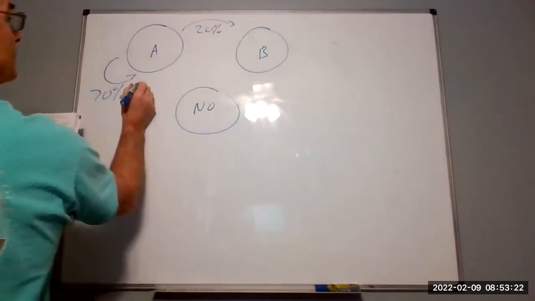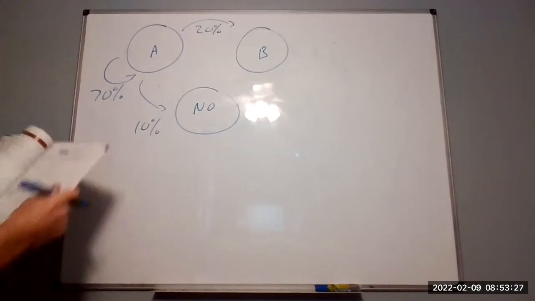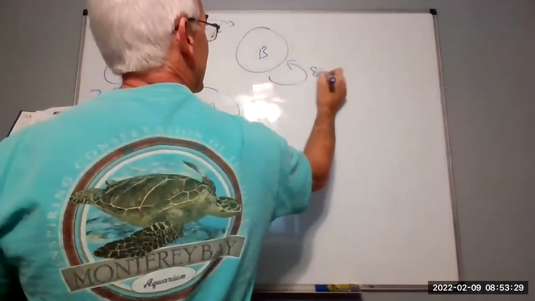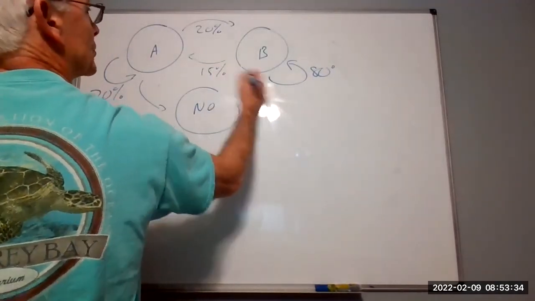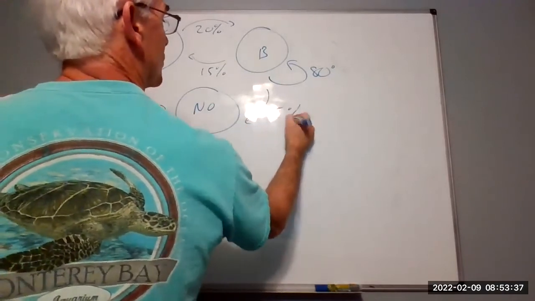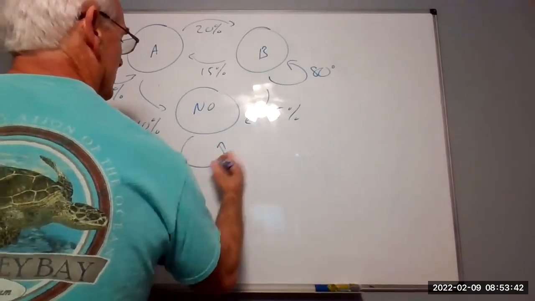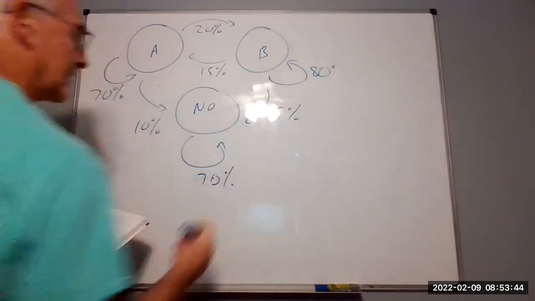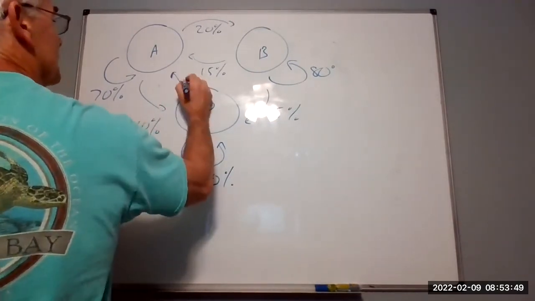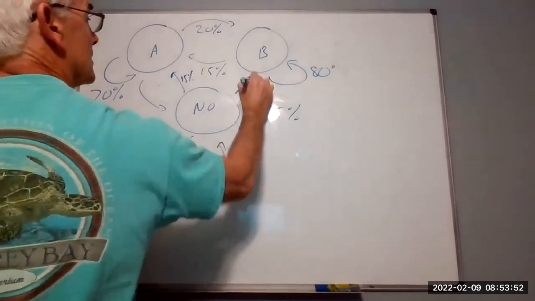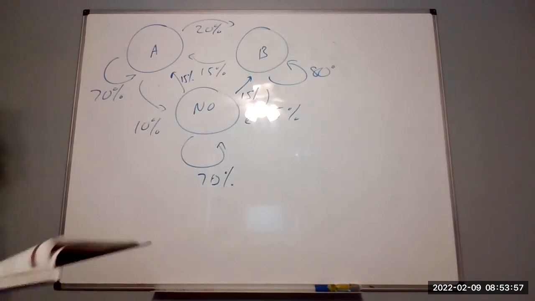20% go this way, 10% go this way. This is the given. Cable company B, they keep 80% of their own. 15% go in this direction, 5% go in this direction. Of the no cable people, 70% will stay no cable. It doesn't mean the same people every year, just 70% of them. And then 15% will go this way, 15% will go this way. So you notice every single person is accounted for every single year.